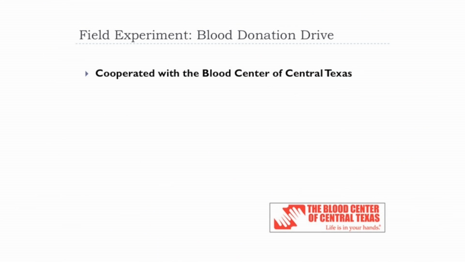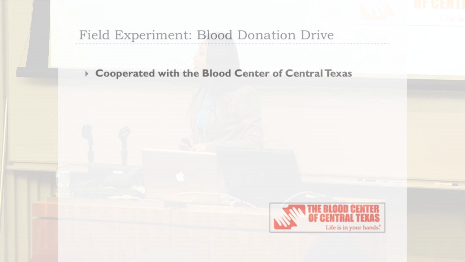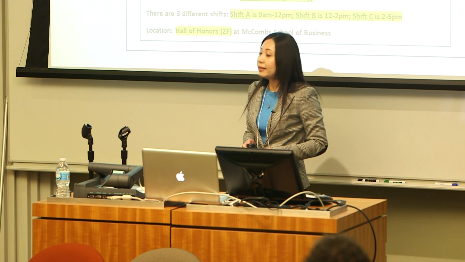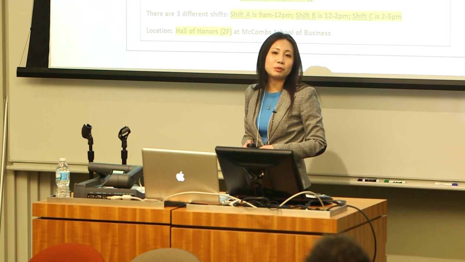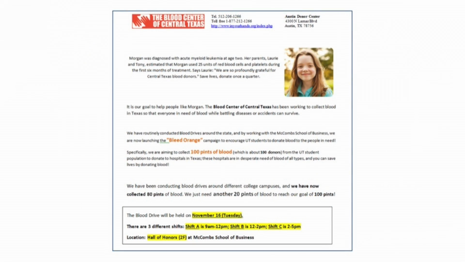So to test this, we ran another field experiment. This time we don't ask for people's time or money, we ask for their blood. So we work with the Blood Center of Central Texas, and together we ran a blood donation drive in Austin, Texas. And this is a campaign letter we gave out to motivate people to donate. This time we set the campaign goal of 100 pints of blood. This is what we are trying to collect for the hospitals in town.